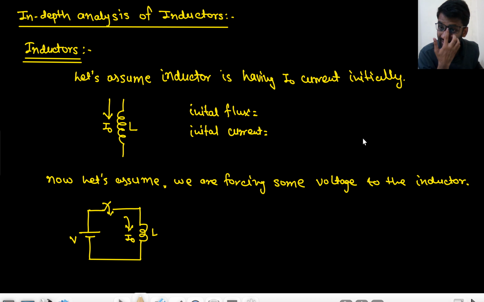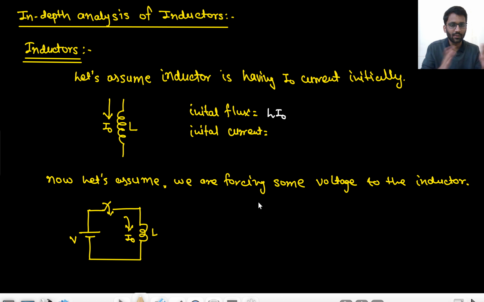So inductors. Like in the capacitor, what did we say? A capacitor is initially having a voltage of V naught. In the same way, the inductor is initially having a current of I naught. So what was the initial charge? That was C into V. What is the initial flux? That is L I naught, right? CV naught, the initial charge, was there in case of the capacitor. In case of the inductor, the flux is L I naught.